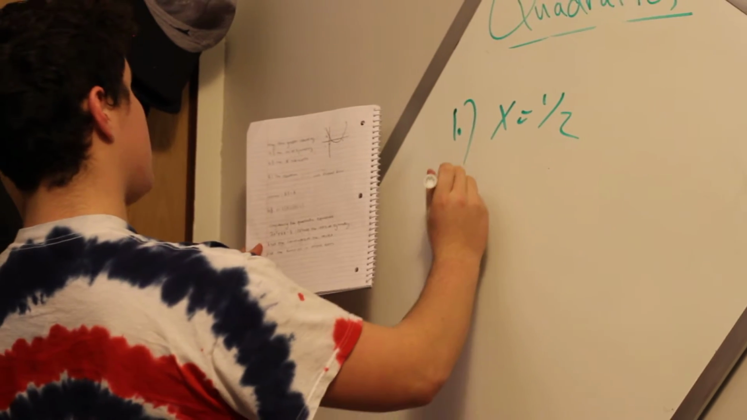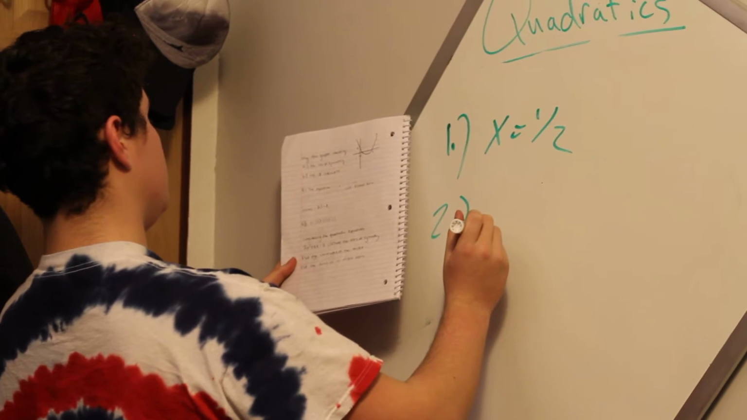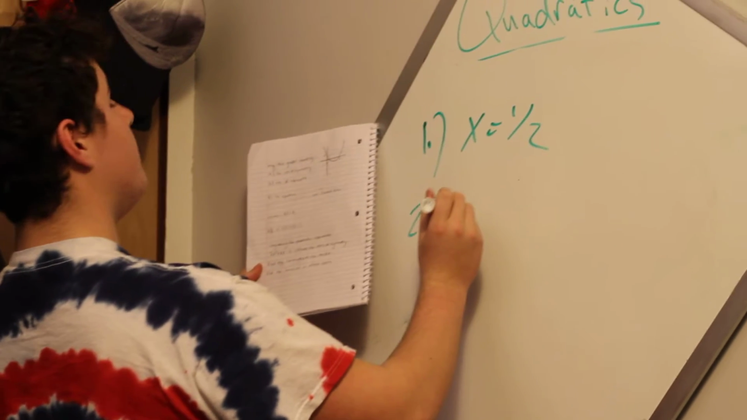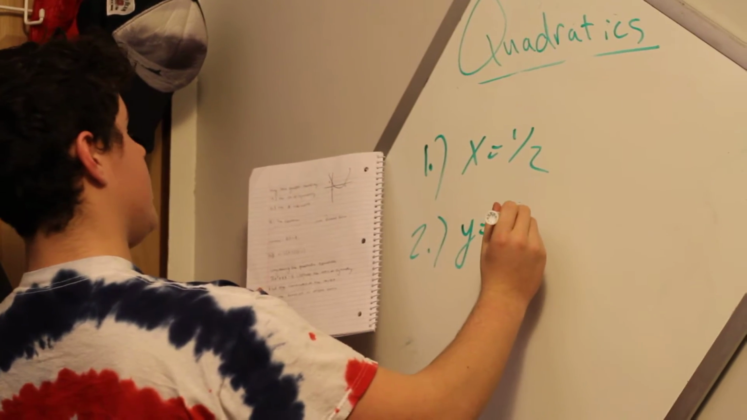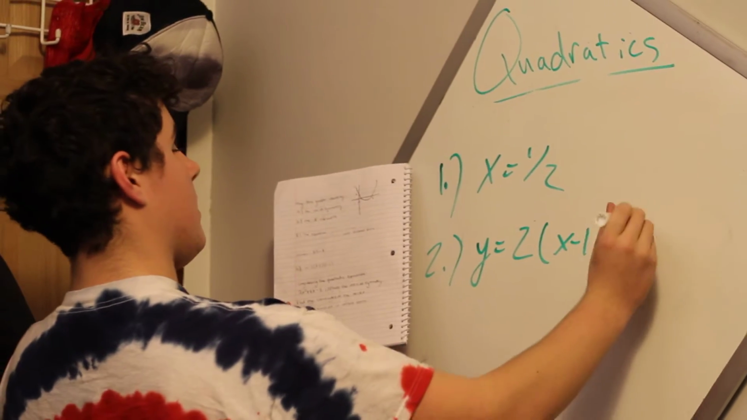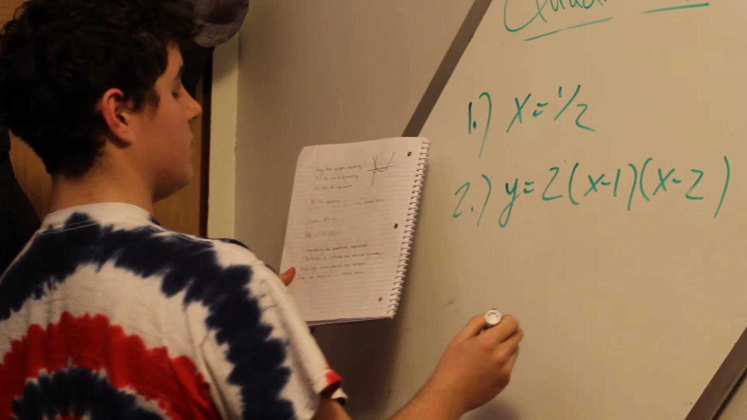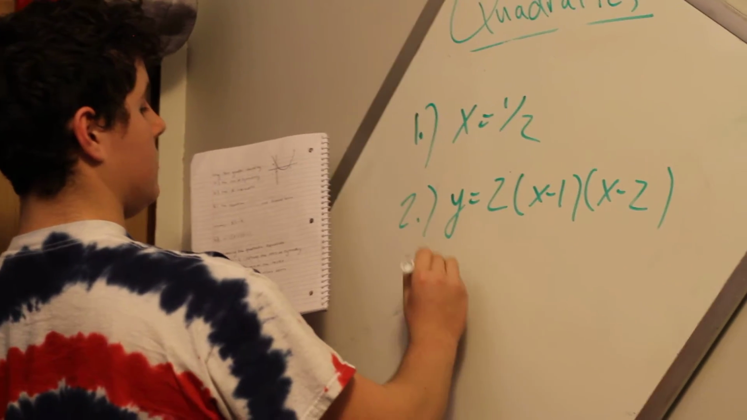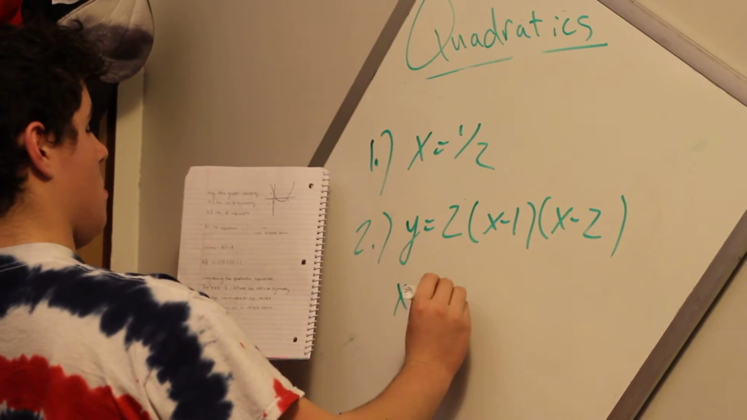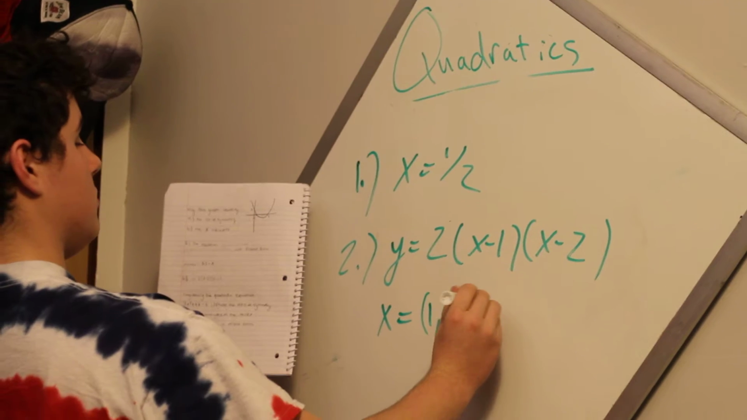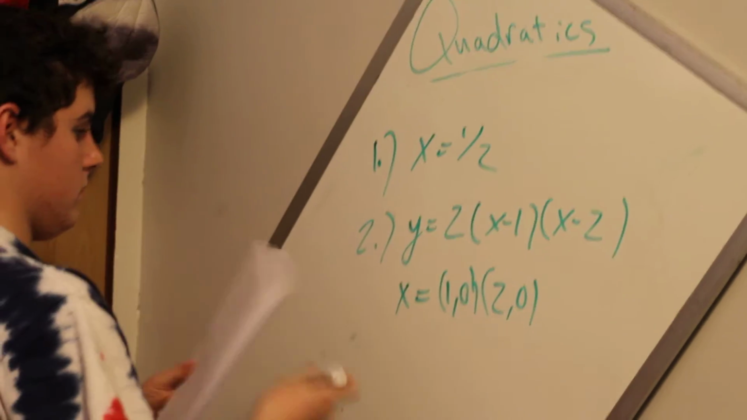The answer to number 2, the x-intercepts, those you would find from first you would have to get it into factored form. So the factored form would be y equals 2 times (x minus 1) times (x minus 2), and then from there you can find your x's, and then from the graph you could find it where 1, 0, and 2, 0. Perfect.